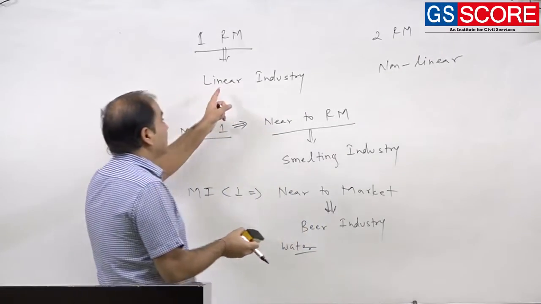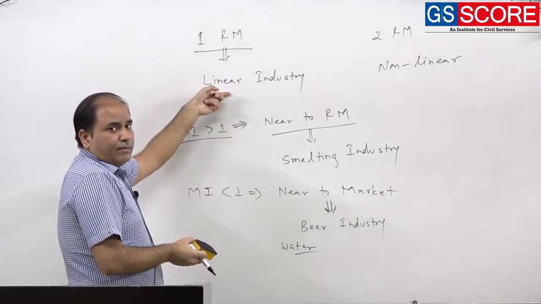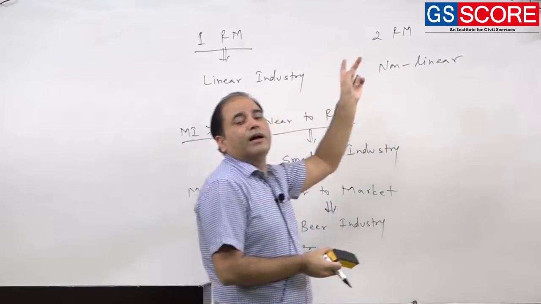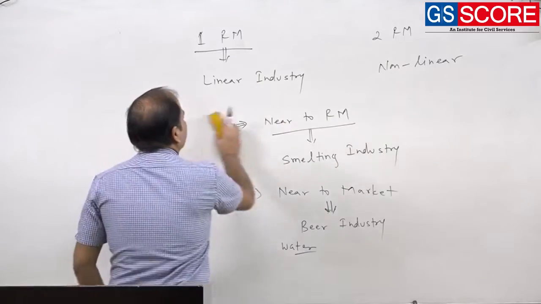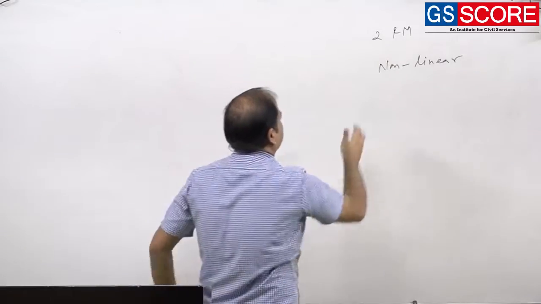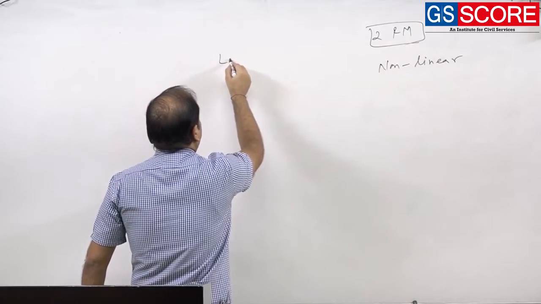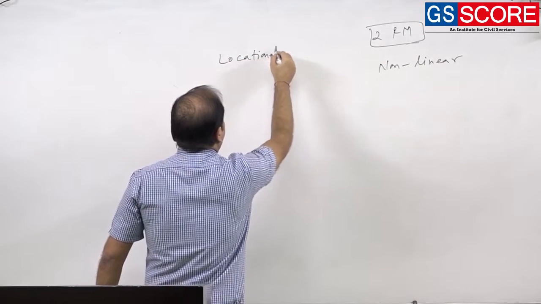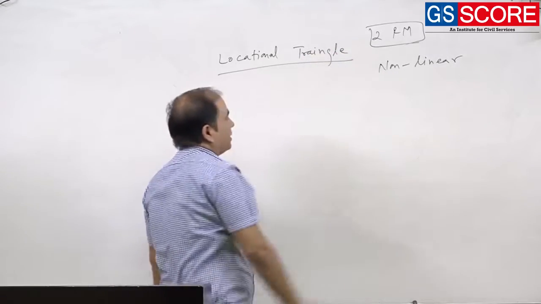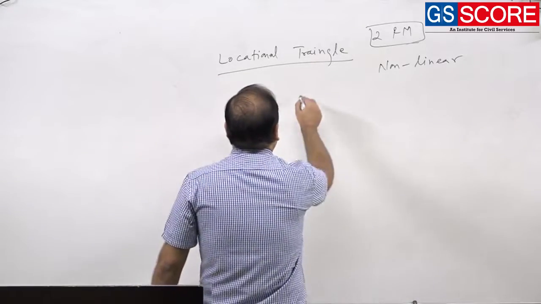So, for the industry based on one raw material, there will be a linear based model, but the problem will occur when you have a two raw material based industry. To sort out that problem also, Weber suggested that whenever there is a two raw material industry, it will be based on the locational triangle.